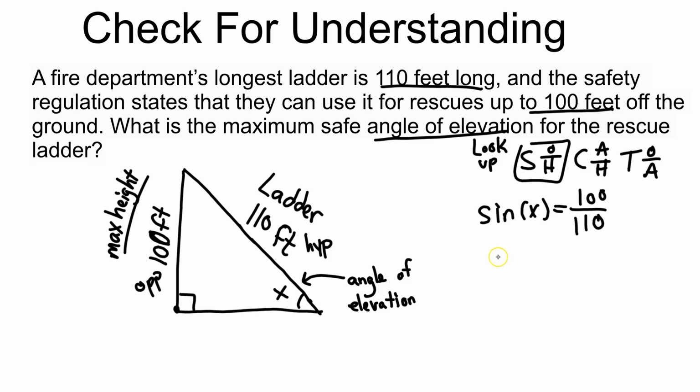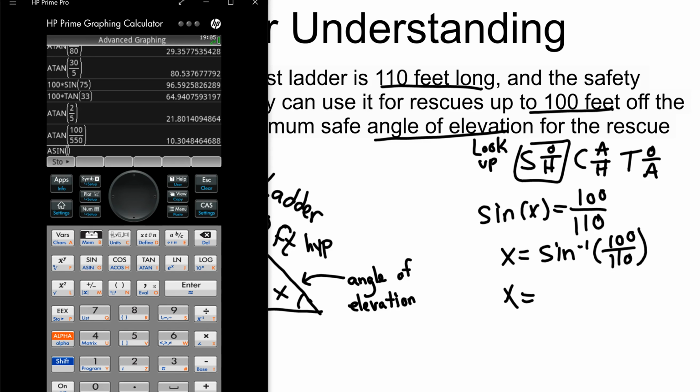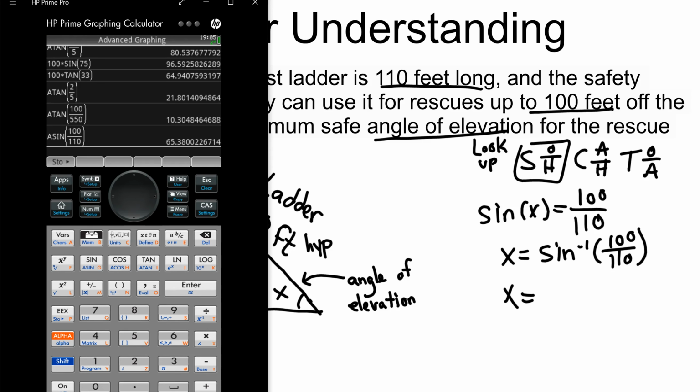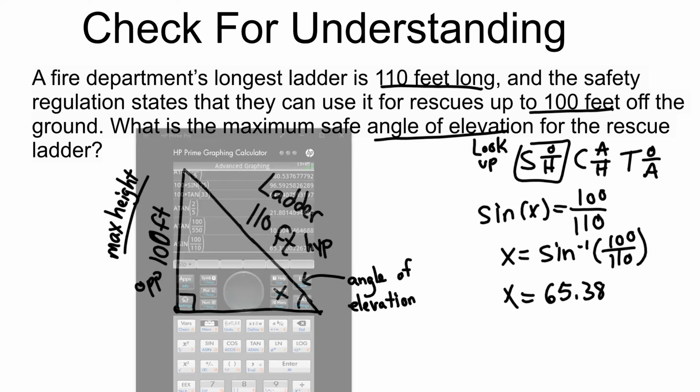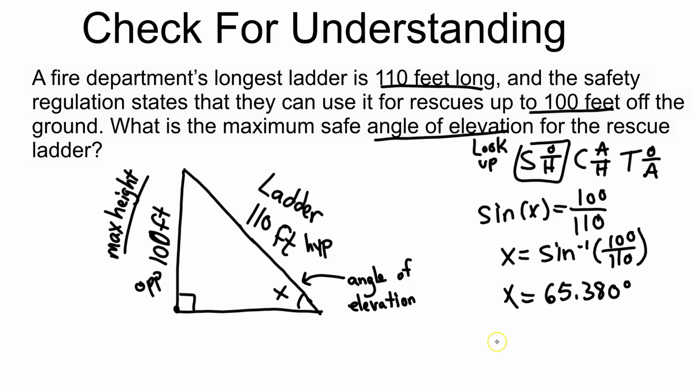Remember, when you solve for the angle, you do the inverse. So you should get x equals the inverse sine of 100 over 110. Inverse sine of 100 divided by 110, and we get an answer of 65.38. What's the number after that? 0. Okay, 65.380 degrees. That is the safe angle of elevation, and that's our final answer there.